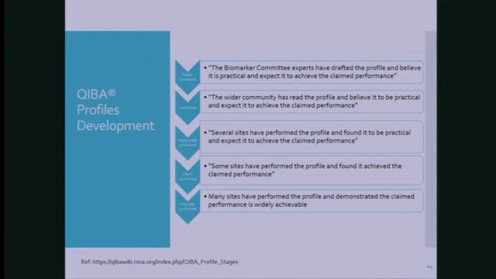QIBA profile development starts with a public comment. The QIBA community would first put the profile together, and then the public can comment on it. It would then be used by several sites to make sure that the performance is good enough, or to provide feedback for improvements. And finally, if many sites have performed a profile and demonstrated that the claimed performance is widely achievable, then it will be published as a QIBA profile.